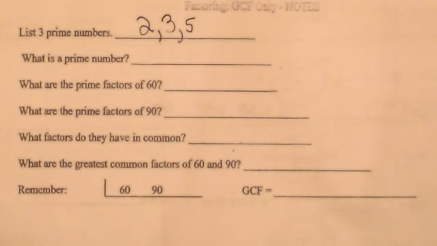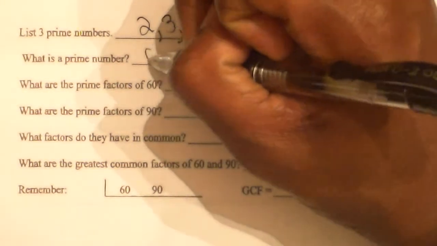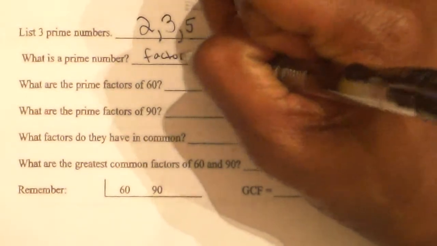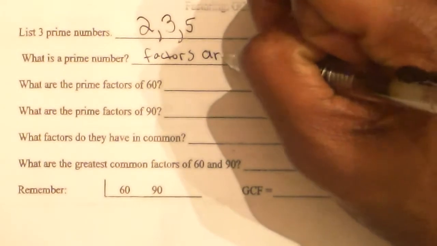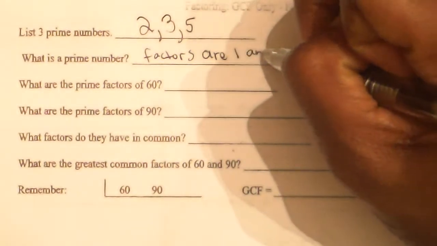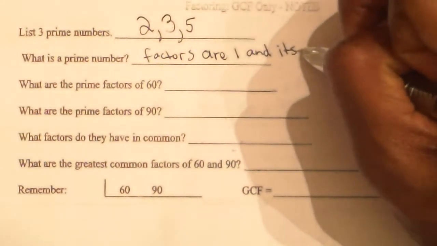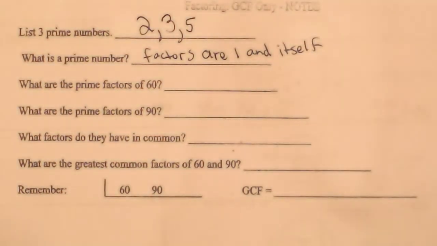What is a prime number? A prime number is a number whose only factors are 1 and itself. What does that mean? Something like 2, you can only get 2 by saying 2 times 1. Or 3, you can only get 3 by 3 times 1, only 1 and itself.